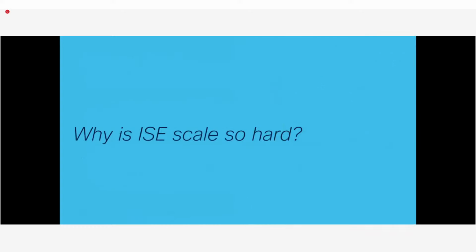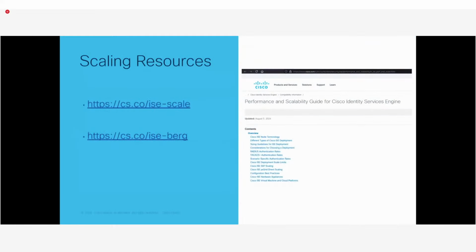So now, why does this apply so heavily to ICE? And why does it seem like it's so hard? Because let's face it, there's already guides out there, and many of the people on this call here will recognize these two resources that I've put on the slide here in terms of the ICE scale and iceberg pages that give us that capability to say, okay, how many endpoints can my deployment handle based on estimations?